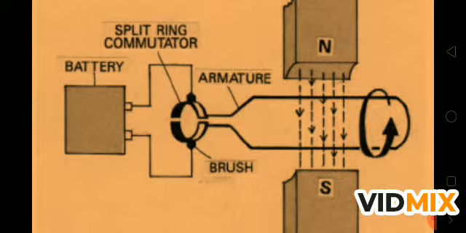Here you can see there are two magnetic poles, north and south. In that, one armature is there, and split rings with commutator, carbon brushes, and the current supply with the help of a battery. When the magnetic field is there and the current carrying coil is there, we have learned that when a current carrying wire is kept in a magnetic field, it experiences a force, and the direction of force we can find with the help of Fleming's left hand rule.